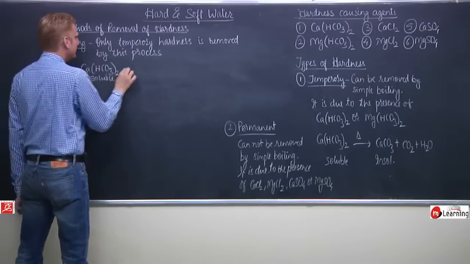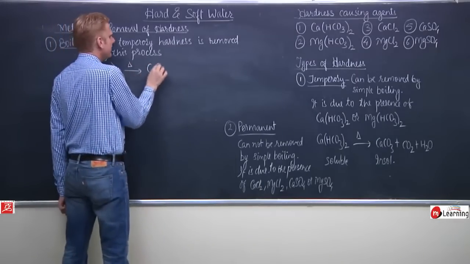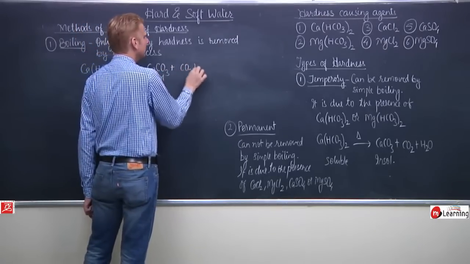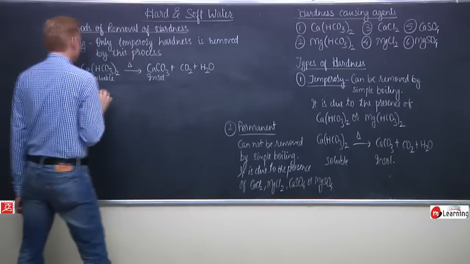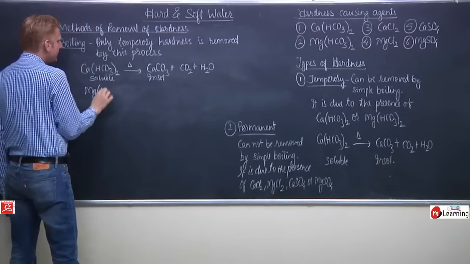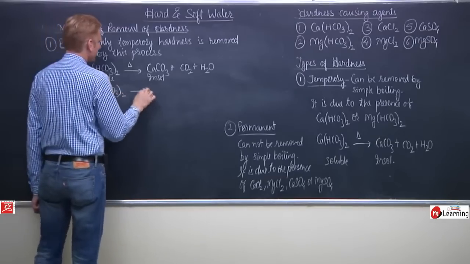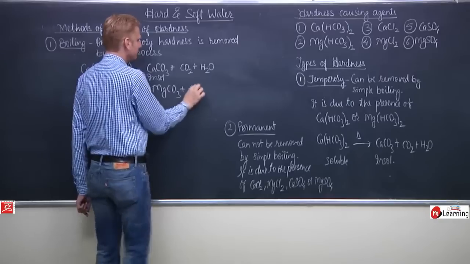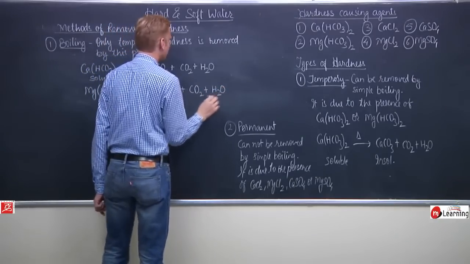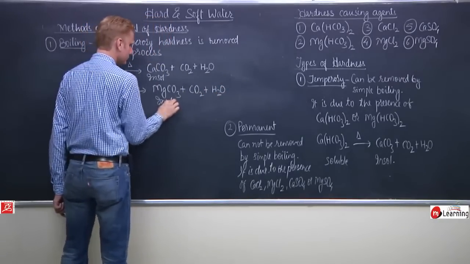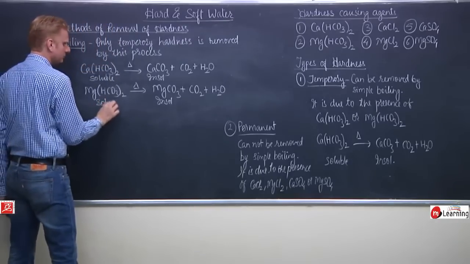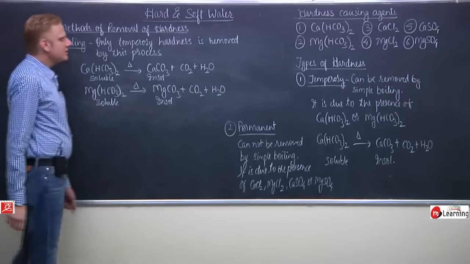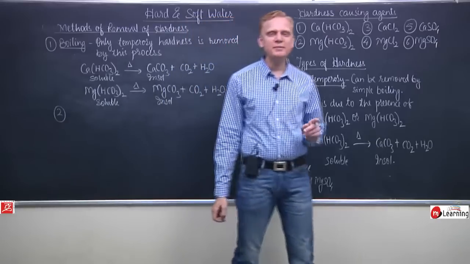Soluble bicarbonate converts into carbonate, carbonate being insoluble, whether it is the bicarbonate of calcium or the bicarbonate of magnesium. This is one of the methods. Simply the insoluble carbonates can be filtered.